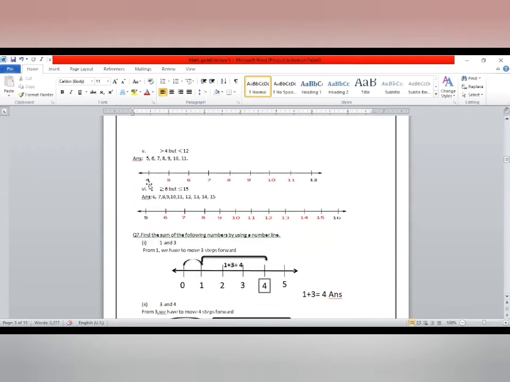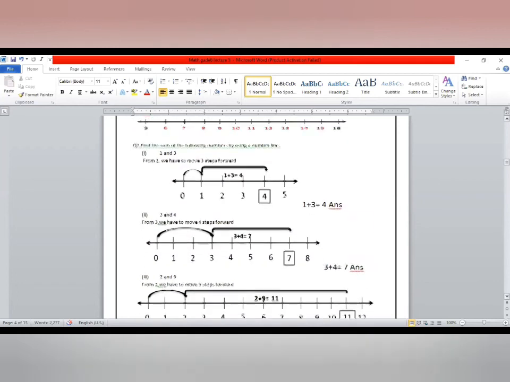Dear student, the question number 5, greater than 4 but less than 12. Greater than 4 means 5, 6, 7, 8, 9, 10. Less than 12 means 11. And similarly, these numbers are written in red. Now here, similarly, greater than or equal to 6 but less than or equal to 15. So you write 7, 8, 9, 10 up to 15. And then start the number line from here up to 16. Now keep these numbers in a bold form or in a red color.